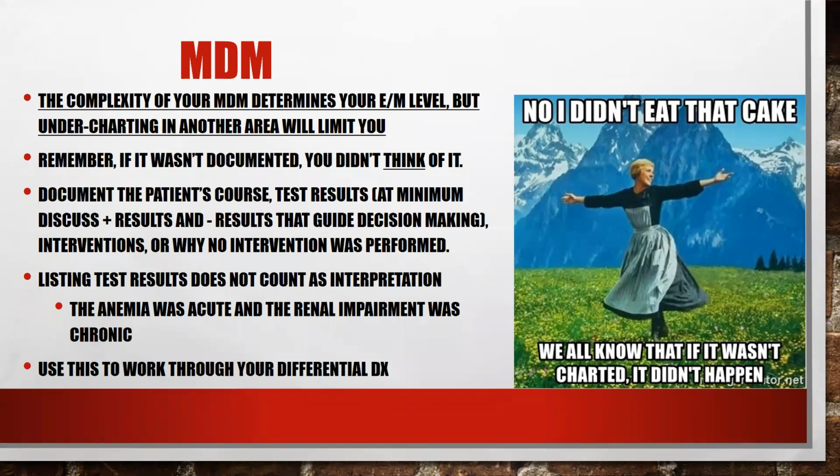Just listing test results doesn't count, right? So if you just say, patient's creatinine was 2 and the hemoglobin was 7.5 when admitting this patient, the coder doesn't know that you're actually admitting this patient for AKI or for anemia, right? So what you would want to say is, patient has an acute anemia, but CKD or chronic renal impairment.